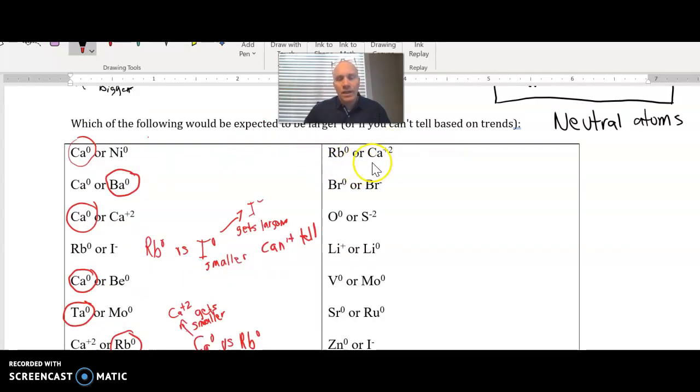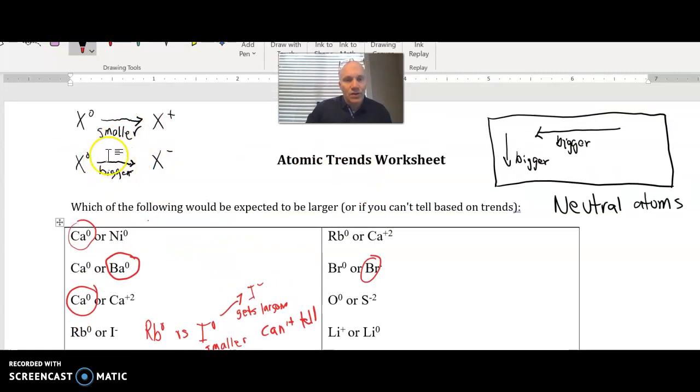For some reason, this one right here was repeated, so we can skip that one. In this case, we are comparing the neutral bromine to a negative bromine. So the negative version is going to be larger, again using this trend right here.